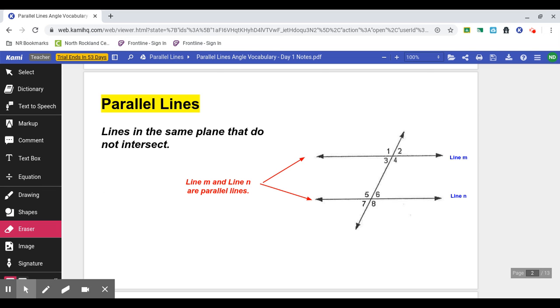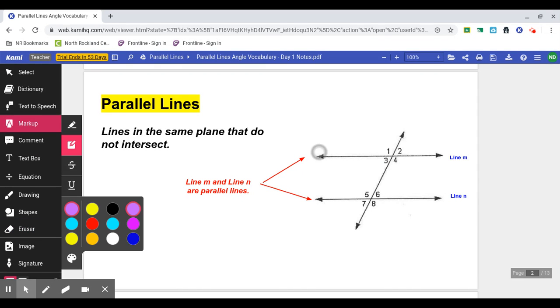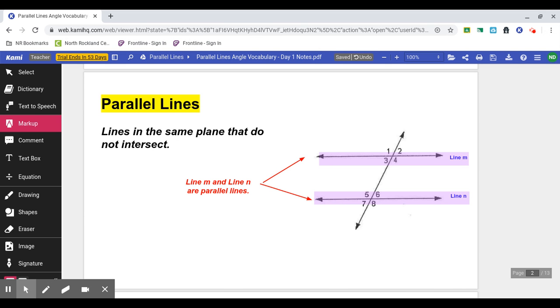Parallel lines are lines that are in the same plane that do not intersect. So if we look at this picture here, the two parallel lines are line M and line N. Okay, so they have to be in the same plane, and a plane in math is just a two-dimensional space, but they can never intersect. That's the most important fact about parallel lines. Which means they're never going to meet, they're never going to touch. Okay, they will never intersect.